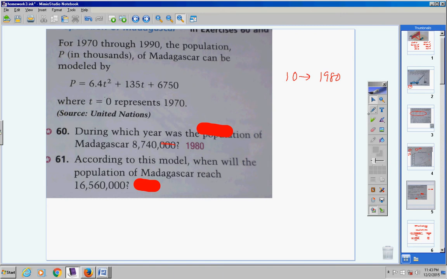But I will say this. If you want to do it for practice, feel free to. But don't forget, when you're going to put this number in for P up here, P's already in thousands. So knock off your last 3 zeros. The only thing you would put here would be 16,560, okay? And you should get, it looks like, 30 for your answer. So if 0 corresponds to 1970, then 30 would correspond to 2000, alright?